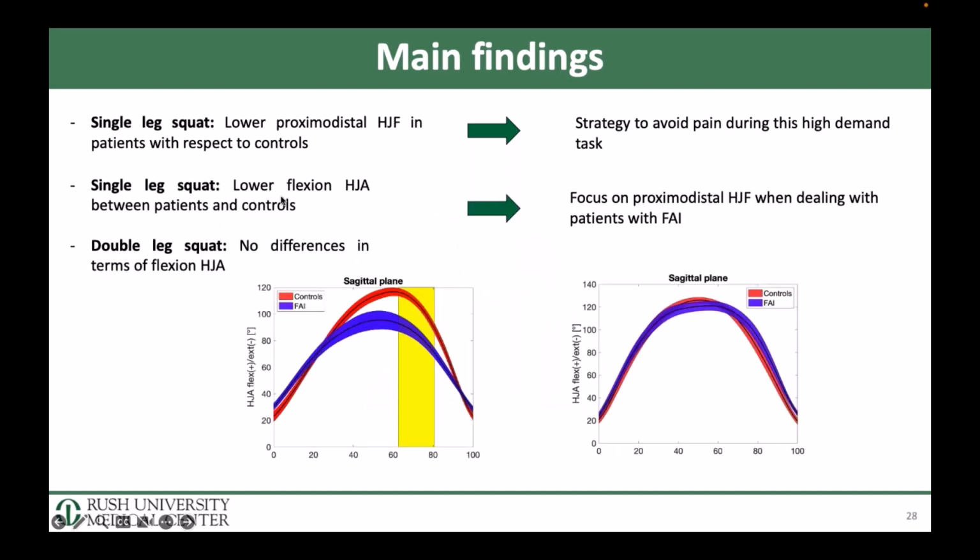For single leg squat, again, lower flexion hip joint angles between patients and controls here in this graph, while for double leg squat, no differences in terms of flexion hip joint angles between patients and controls, the graph on the right hand side. And so we can conclude that the focus should be placed on proximodistal hip joint forces when dealing with patients with FAI. So we have differences in terms of forces in single leg squat, and for this reason we have differences in terms of angles also. In double leg squat we have lower forces, so no differences between patients and controls, and also, as you can see on the graph on the right hand side, the curves look pretty similar.